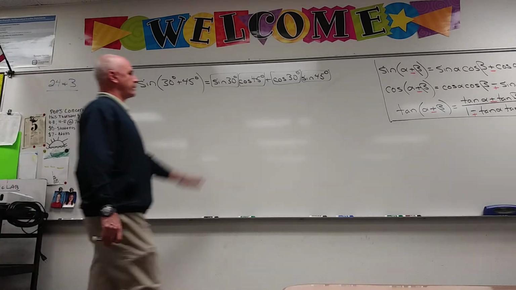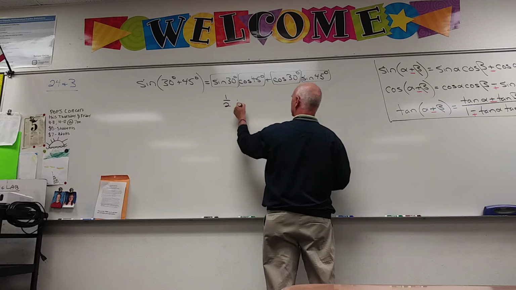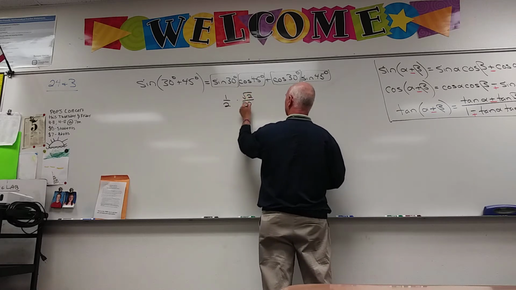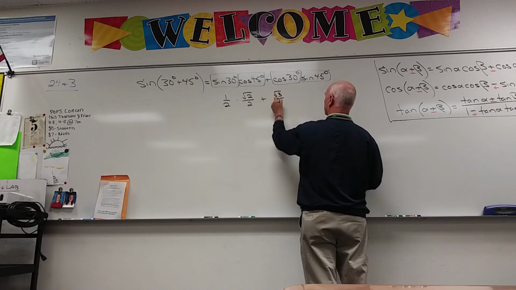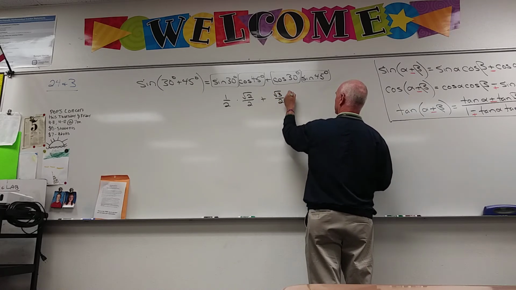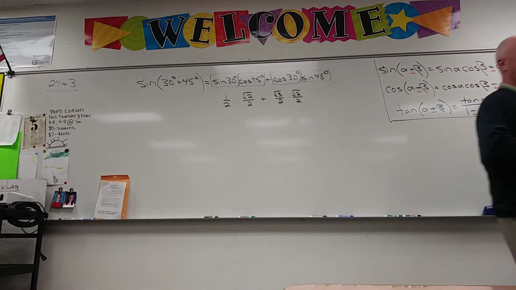So here we go. Sine of 30 degrees, 1 half. Cosine of 45 degrees, square root of 2 over 2. Plus cosine of 30 degrees, square root of 3 over 2. Sine of 45 degrees, square root of 2 over 2.